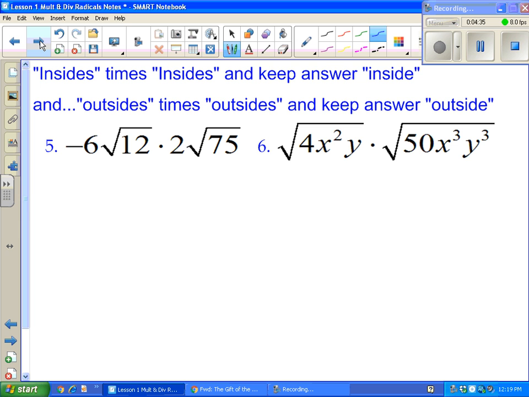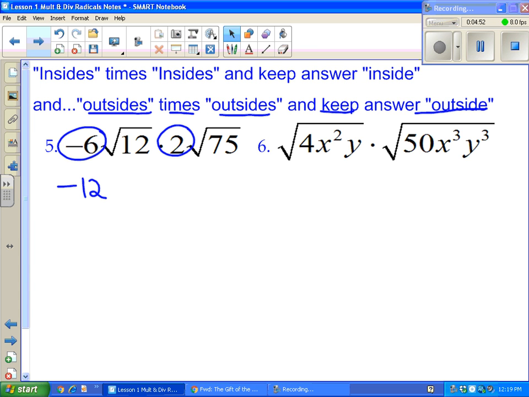All right. We also can have outsides times outsides and keep the answer outside. So if it works inside, inside, outside, outside. So number 5, I have a negative 6 on the outside. I have a 2 on the outside. So I'm going to multiply those and get negative 12. I have a square root of 12 underneath, the inside of the square root.